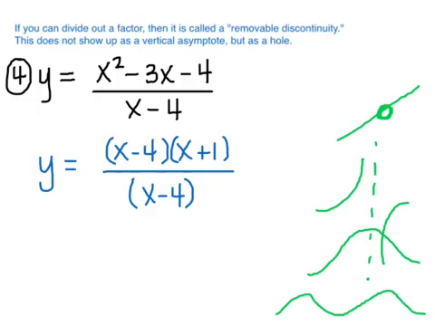Something that always continues forever and ever and has no break in it is called a continuous graph. A discontinuity is where it's not continuous, and that can occur where there's a vertical asymptote or where there's a hole. So let's talk about these scenarios.